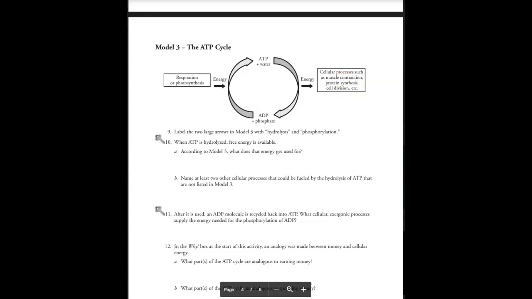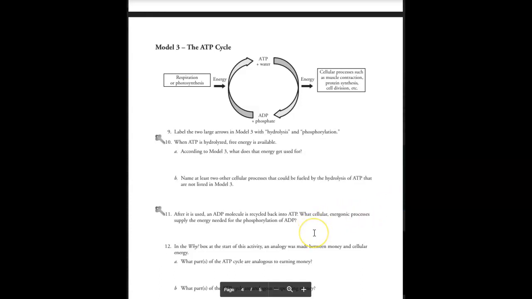For 10b, you might have come up with things like active transport. Remember how we said that ATP is used there? A more specific example would be endo or exocytosis. Any just general movement of the cells or even of their organelles needing to be moved around. That would all be things that you could use ATP for.